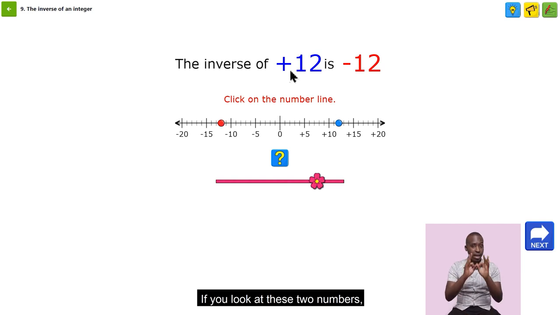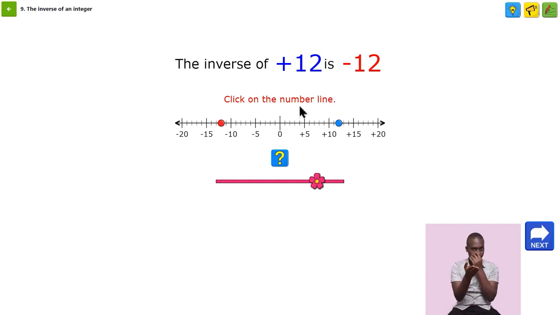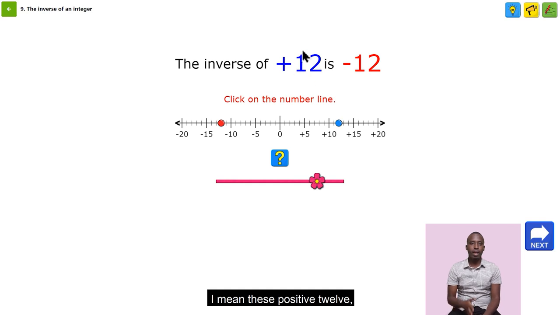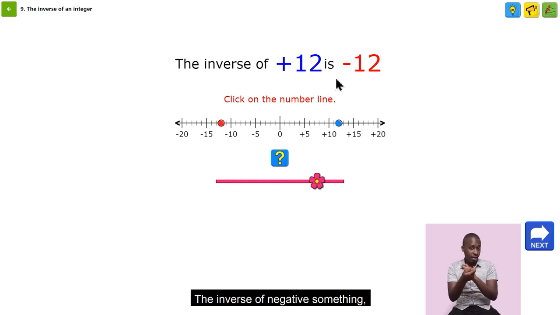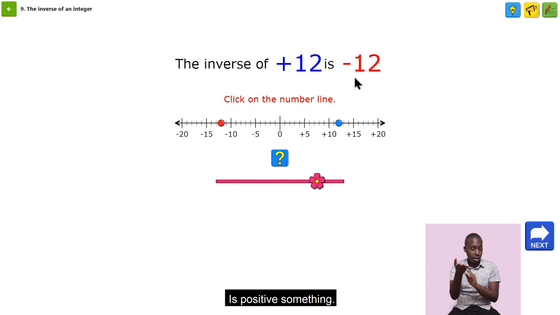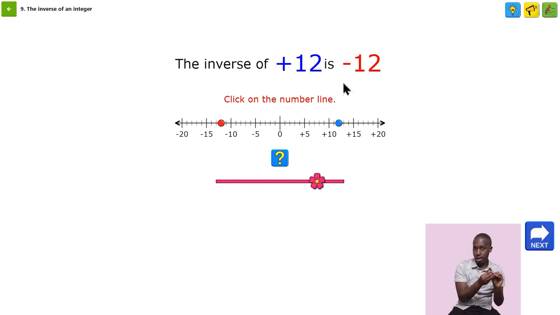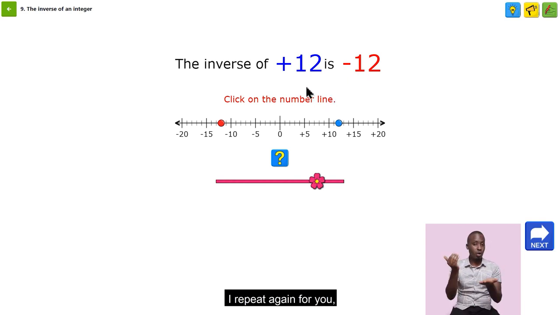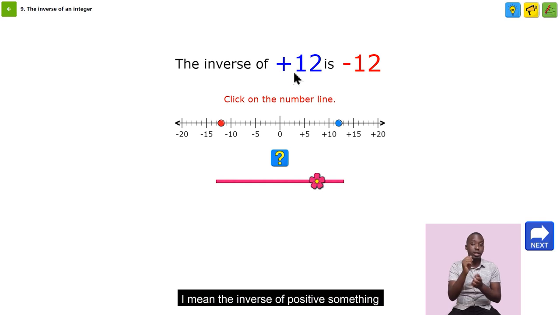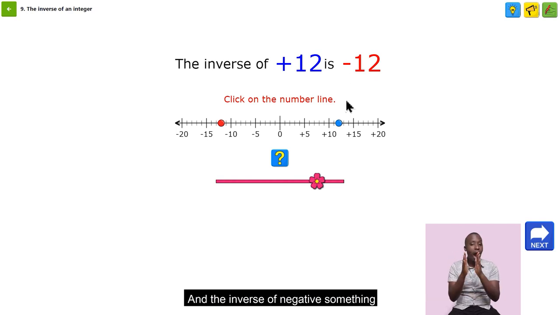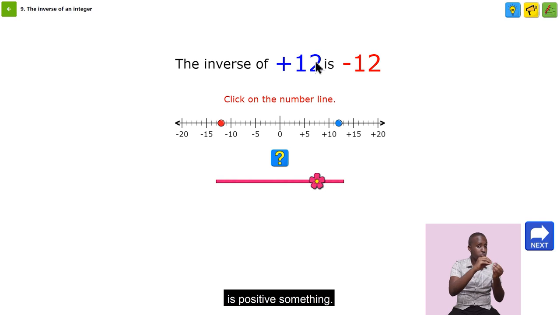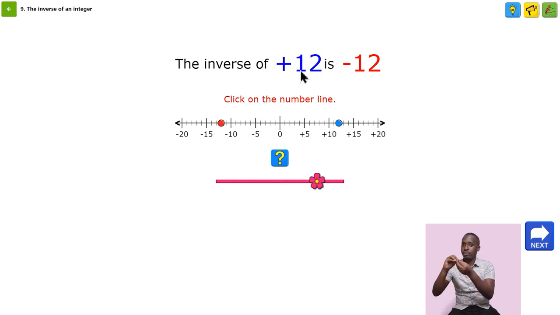If you look at these two numbers, I mean positive 12 and its inverse, which is negative 12. I repeat again for you. The inverse of positive something is negative something. And the inverse of negative something is positive something.